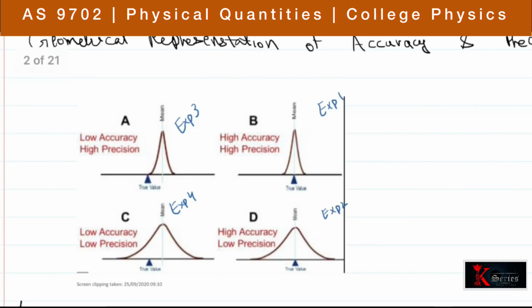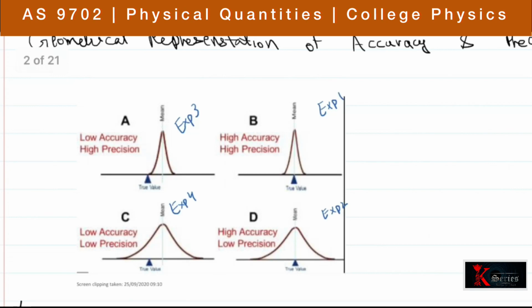Moving on to C, we know that the mean is not on the true value, so it is not close to the true value, therefore it is not accurate, and the precision is low as well because the spread of distribution is very broad and not narrow. So there is low accuracy and low precision.